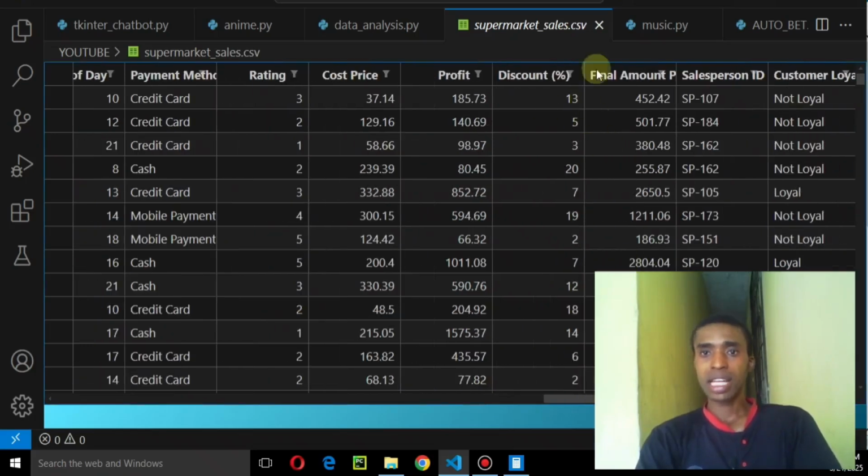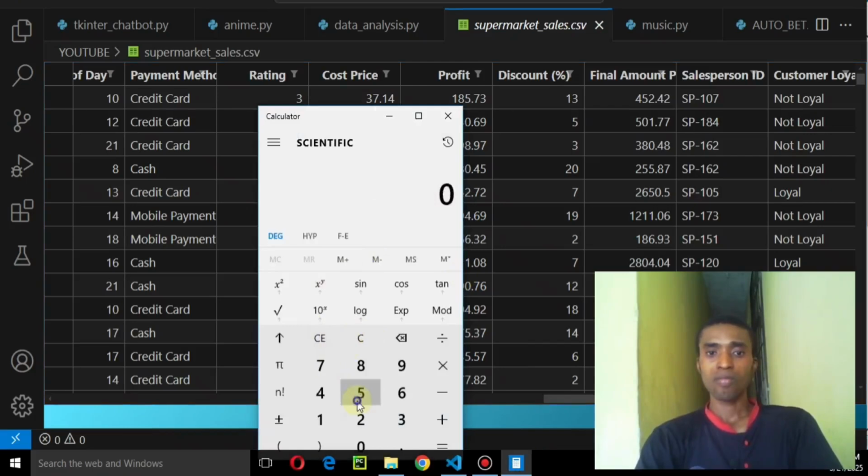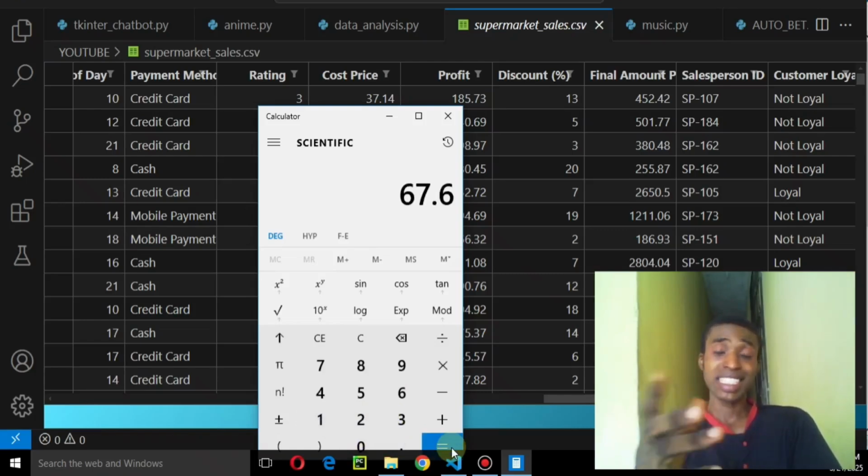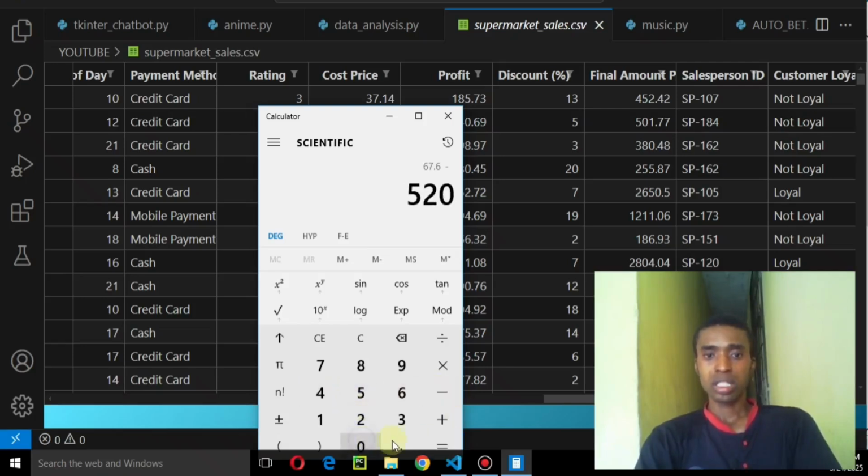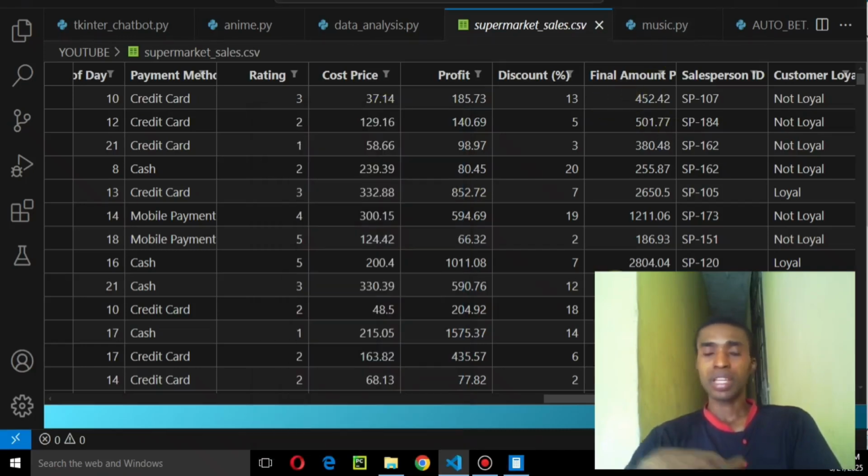And then they gave you a discount of 13%. So 13% is going to be 0.13 times the amount of money you actually had to pay. So you actually had to pay 520 times 0.13. So that means they dashed you 667.6 naira. So minus 520. So now I'm going to pay 452.4 naira.